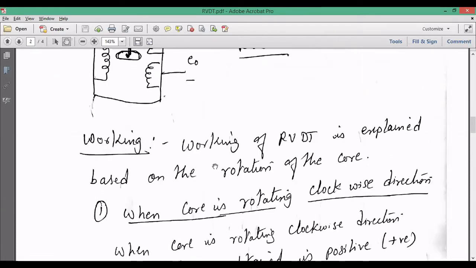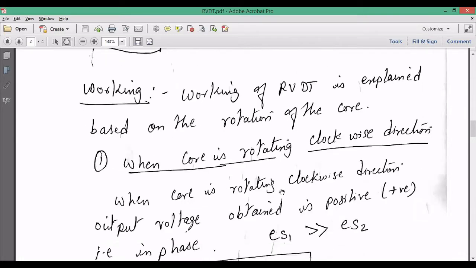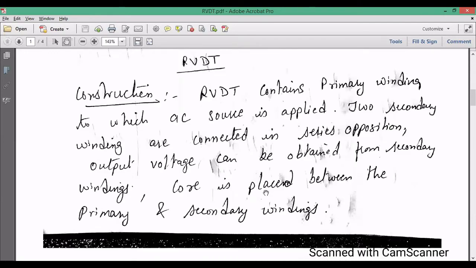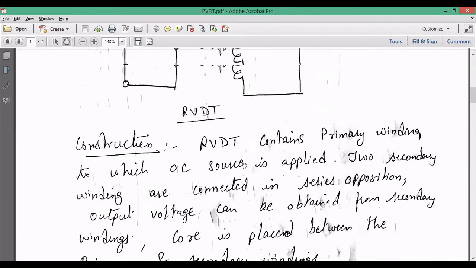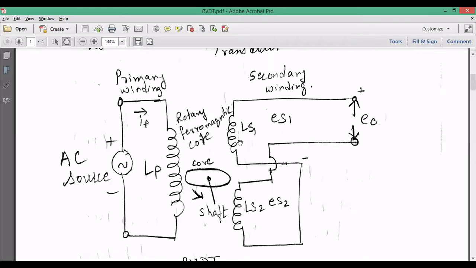Now see, when you rotate in the clockwise direction, ES1 will be greater. Practically you have to see this. If I rotate clockwise, EMF will generate and ES1 will be greater, and ES2 will be lesser. Then ES1 minus ES2, yes, there is a voltage generated now. There is a differential voltage. What is it indicating? Yes, there is an angular displacement. If it is positive, there is an angular displacement in the clockwise direction.